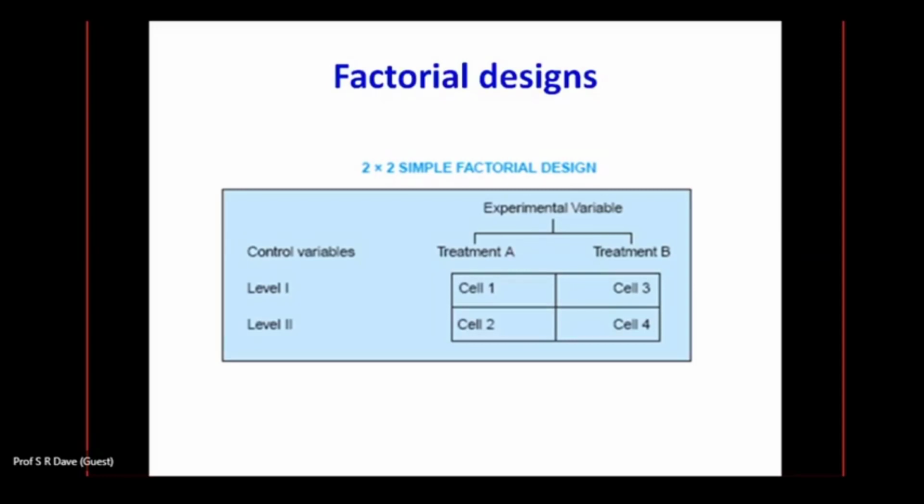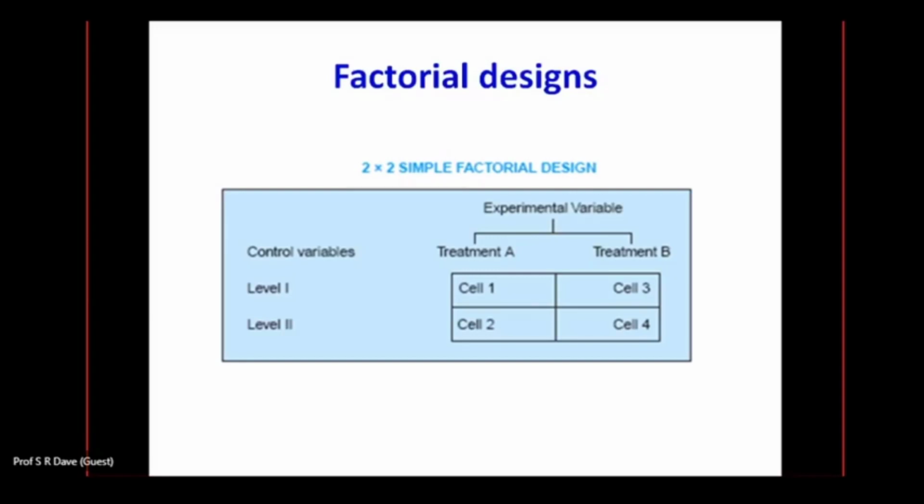Because in case of biological science or in case of chemical science, when you are studying more than one factor, definitely those factors may have some interactions. Either the interaction may be beneficial or the interaction may be harmful.